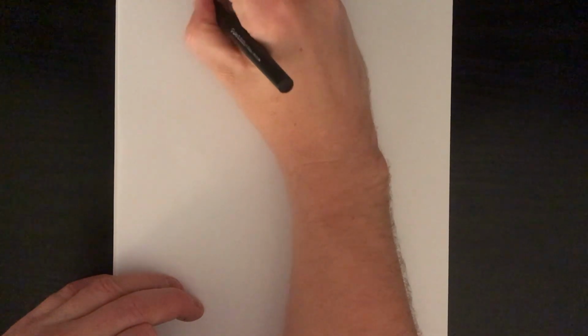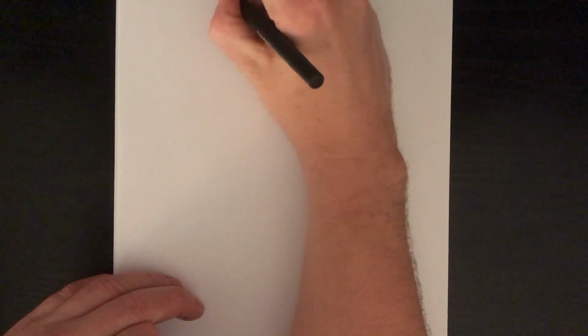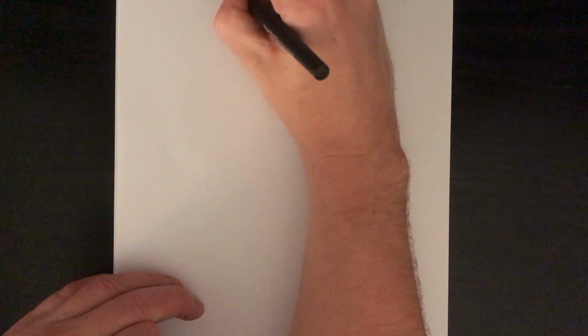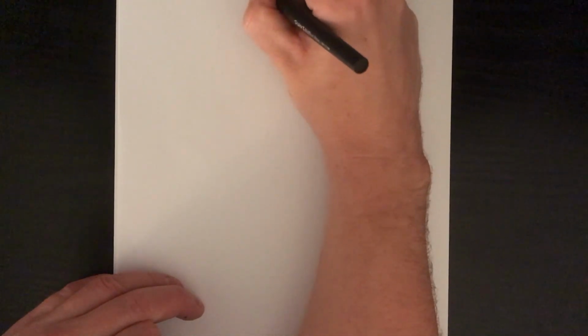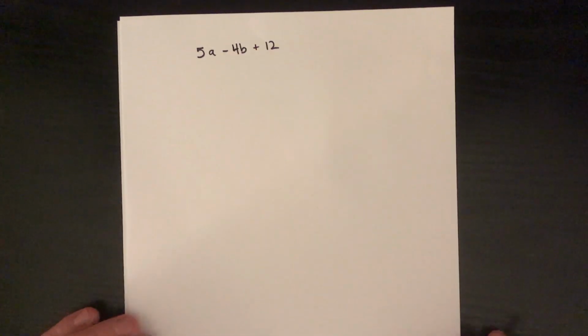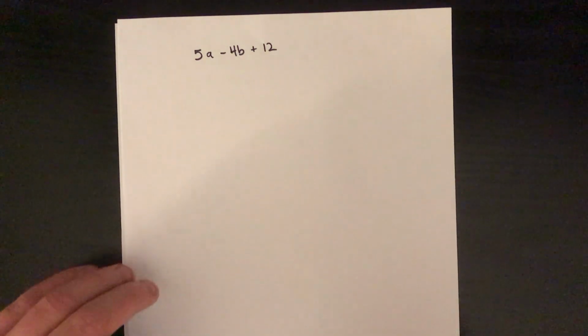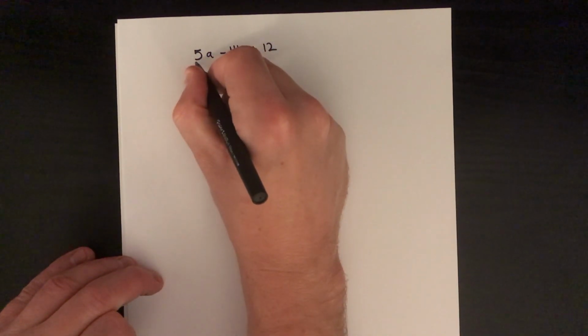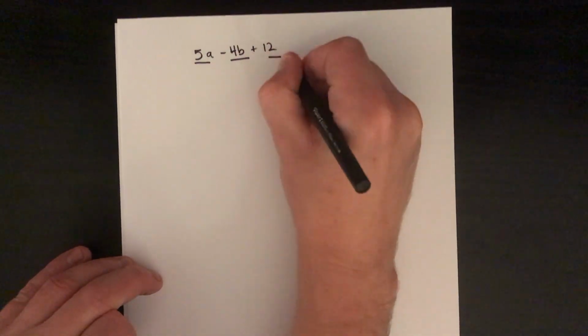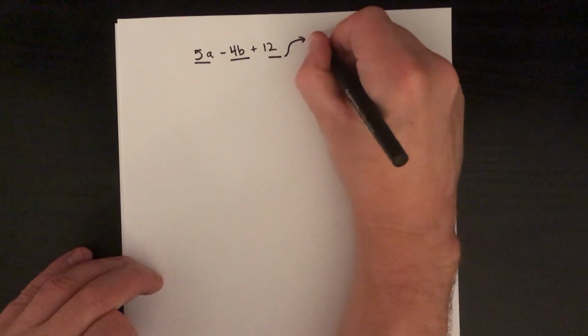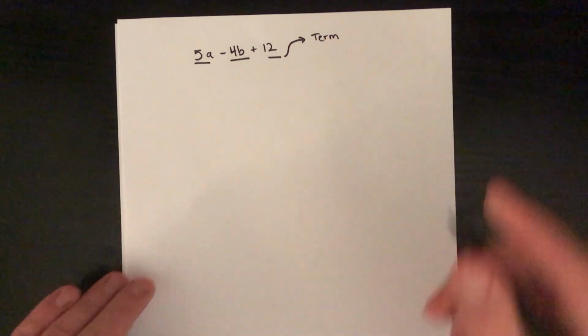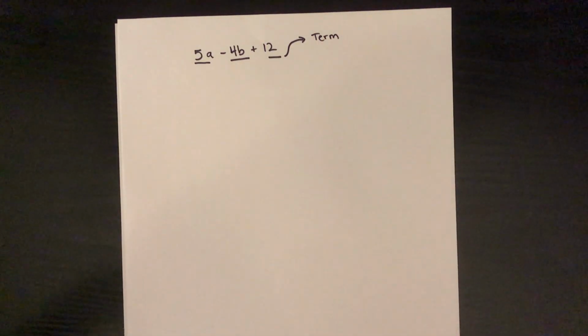Well, the first thing we did is we started looking at algebraic expressions, or expressions that contain variables. So let me just come up with a generic expression here, maybe like 5a minus 4b plus 12. And we talked about the pieces of these things. Each one of these things is called a term, right? Each thing that is separated, or I should say, each addend in the expression.